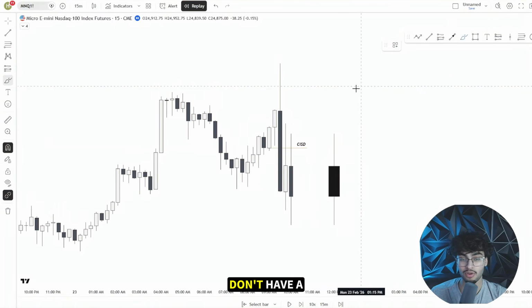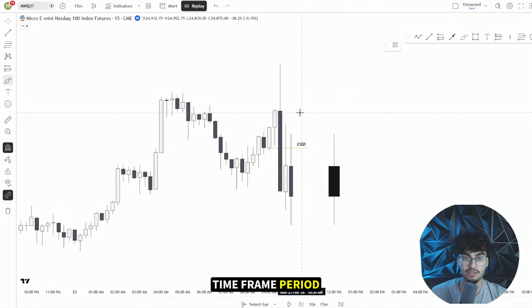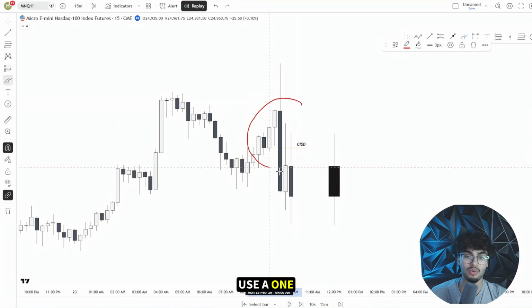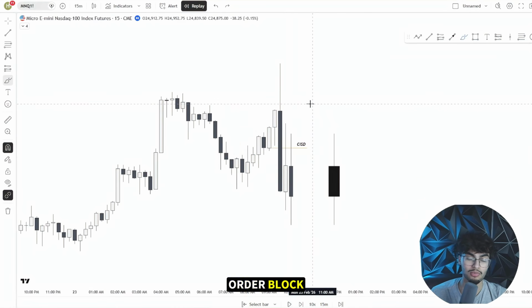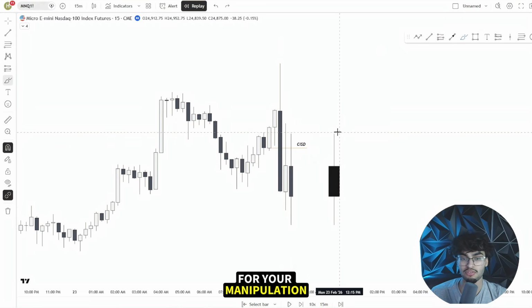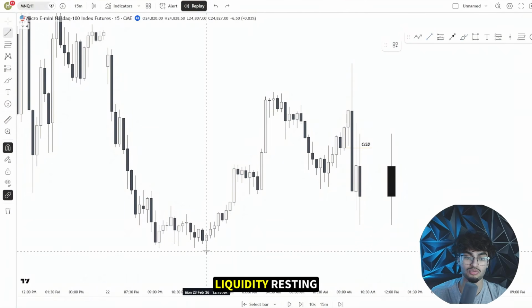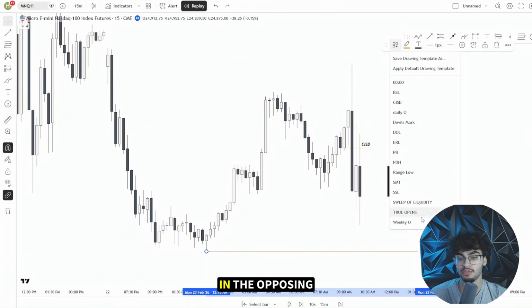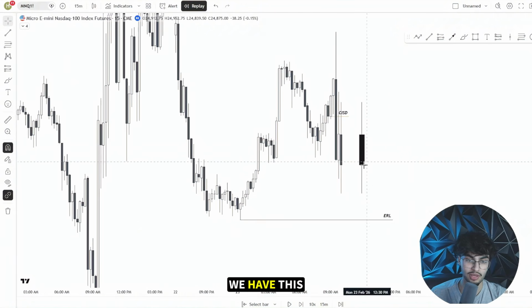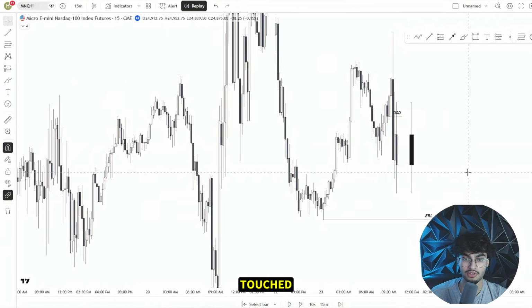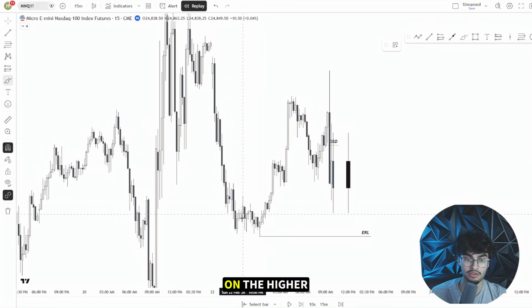So when you don't have a higher time frame PD array, you can use a 15-minute and above order block. You can use a 1-hour order block, you can use a 4-hour order block, you can use a 15-minute order block for your manipulation of that 10 a.m. 4-hour candle, as long as you have drawn liquidity resting in the opposing direction. So in this case, we have this low that has not been touched. You can clearly see this on the higher time frame.